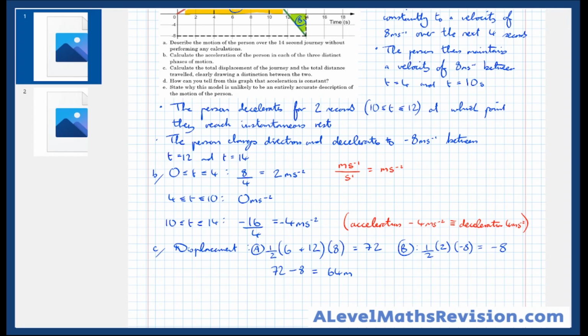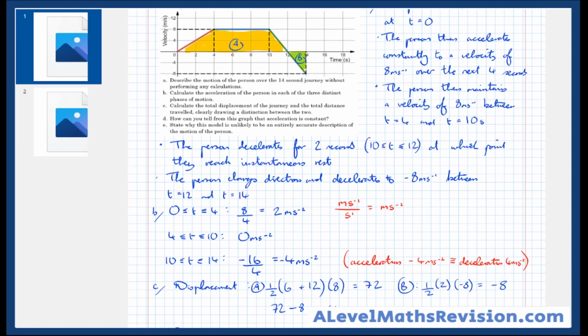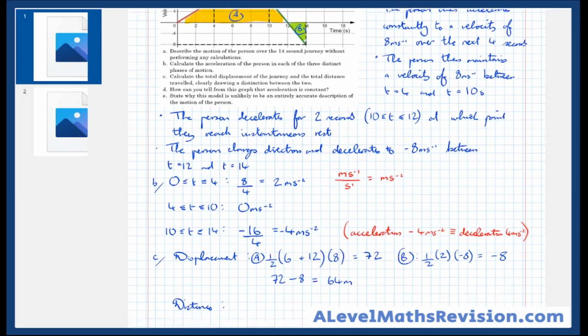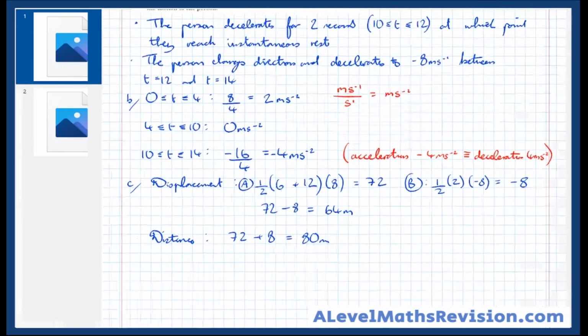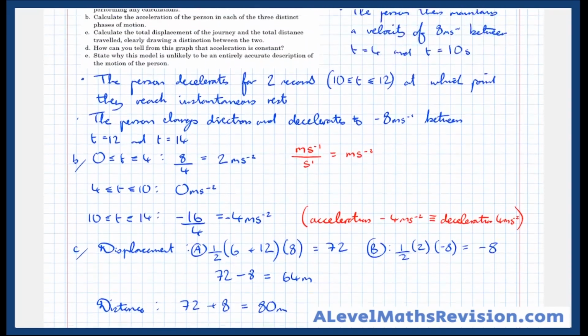The distance travelled, however, is different. The distance travelled is 72 meters forward, that's that bit there, and 8 meters backward, which is that there. So the total distance, 72 plus 8, which is 80 meters. So I've made it completely clear which is displacement and which is distance as required.